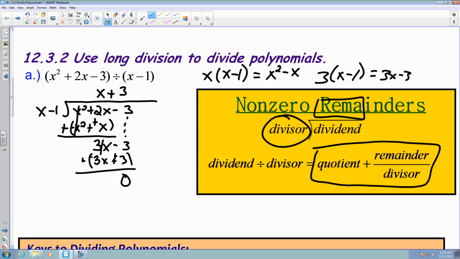So my answer for x squared plus 2x minus 3 divided by x minus 1 is x plus 3. Okay.